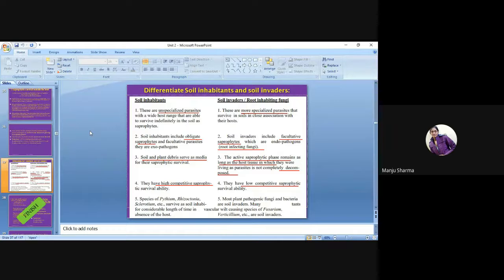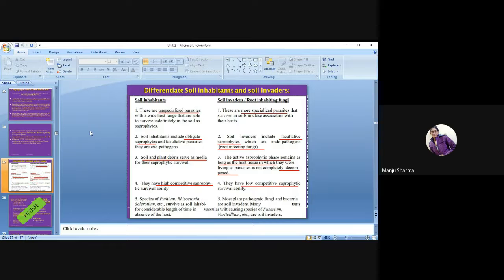Third, soil and plant debris serve as media for the saprophytic survival of soil inhabitants, while for soil invaders the active saprophytic phase remains as long as the host tissue in which they were living as parasites is not completely decomposed. Then the soil inhabitants have high competitive saprophytic survival ability, which means they can easily survive in the soil, and the soil invaders have low competitive saprophytic survival ability.